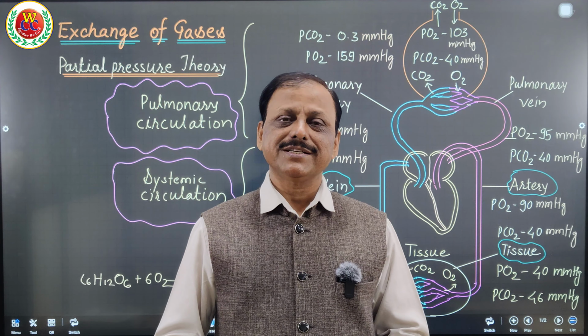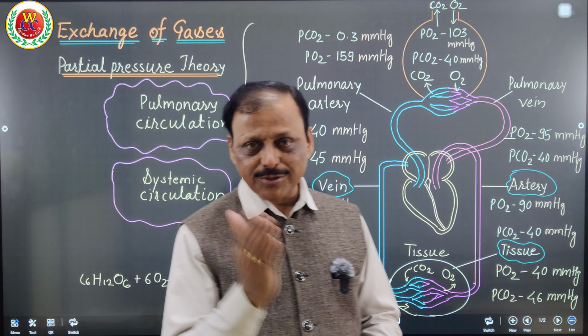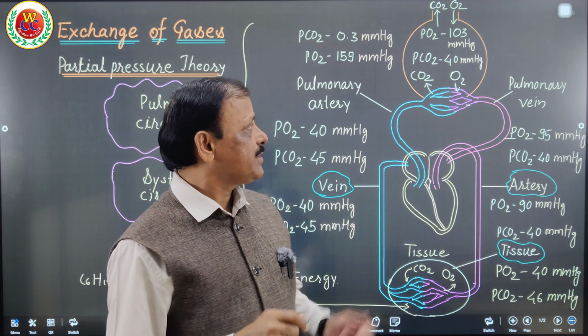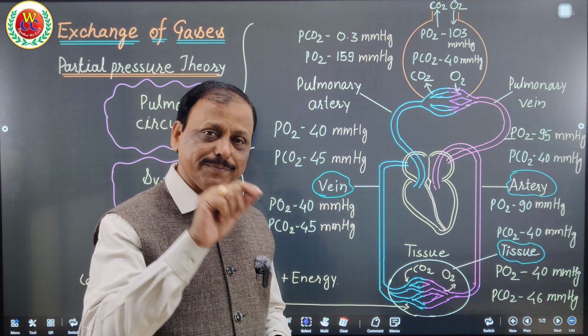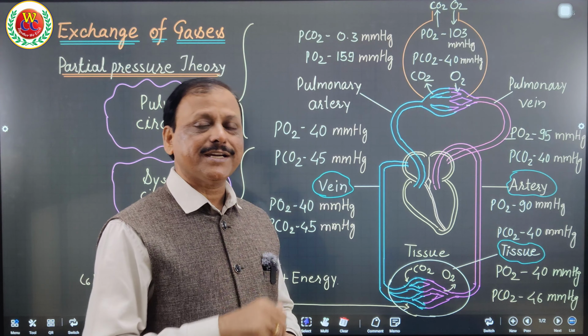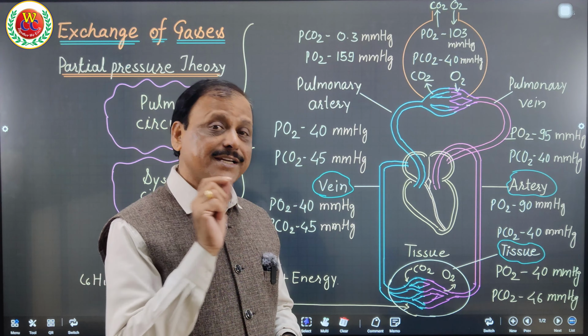So that makes the difference, that makes the gradient across the membrane, and therefore the diffusion of gases depends upon the pressure of gas, solubility of that gas, thickness of the membrane and concentration gradient. So now here it is very clearly shown what the partial pressure is at each level, at each stage and at each place to have transport and exchange of these gases. Basically we have oxygen and carbon dioxide to be exchanged and transported.